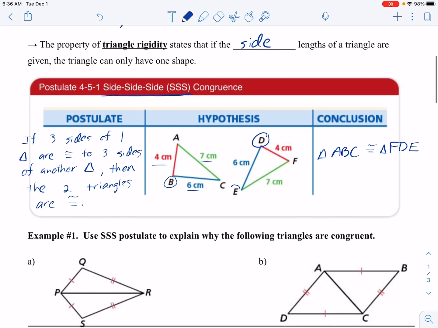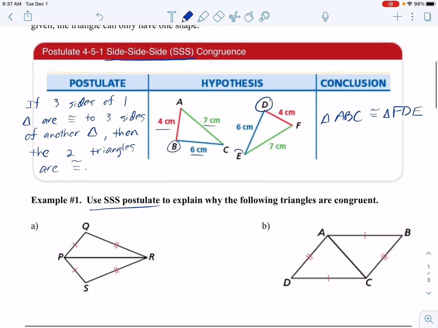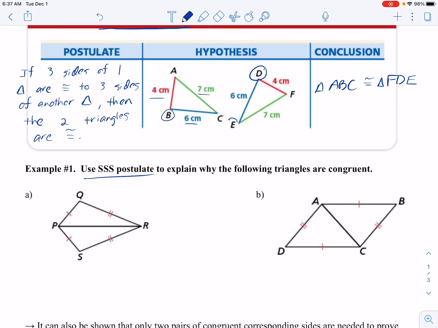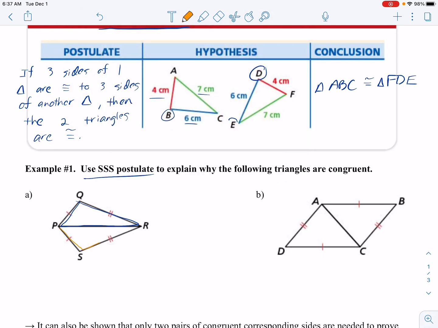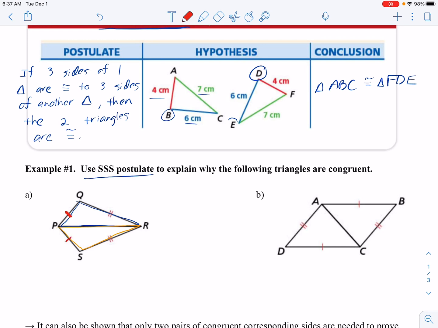Okay. Let's use the side congruence postulate to explain why these following triangles are congruent. So let's look at example 1, and then you could try B on your own. We're trying to prove these 2 triangles are congruent. I highlighted the blue and orange triangles because these are the 2 triangles that have the congruent markings on them, right? As of right now, we have 1 pair of congruent corresponding sides, a 2nd pair, and then we actually have this 3rd pair right here, right?